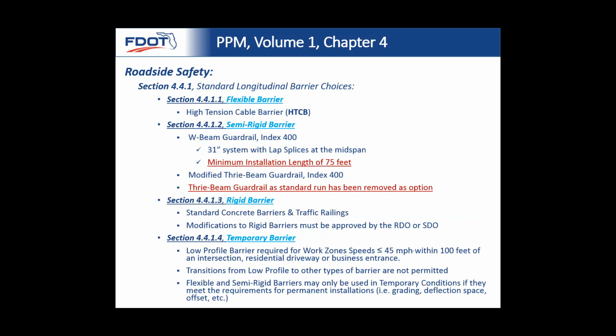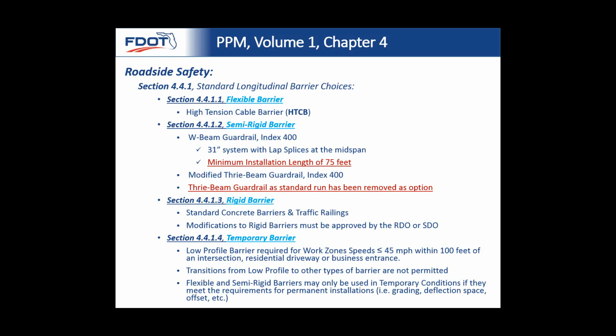A part of making it a more comprehensive chapter was adding in this section 4.4.1 that covers all of the standard longitudinal barrier options, starting with flexible barrier, which wasn't previously covered within our criteria, which is our high tension cable barrier, our semi-rigid barriers, which is our guardrails that we're going to talk about in more detail here today. That includes our Bell Cow 31-inch system with mid-span splices, so we're defining that within the criteria now. We're defining what the minimum installation lengths should be.